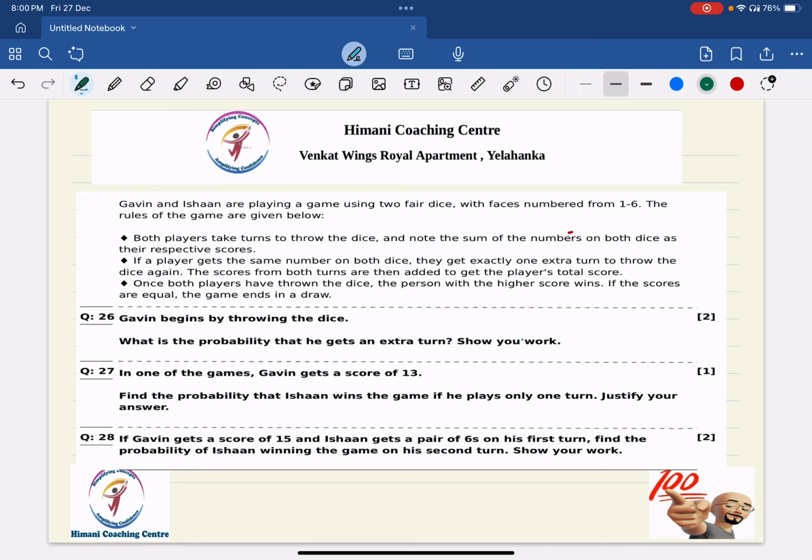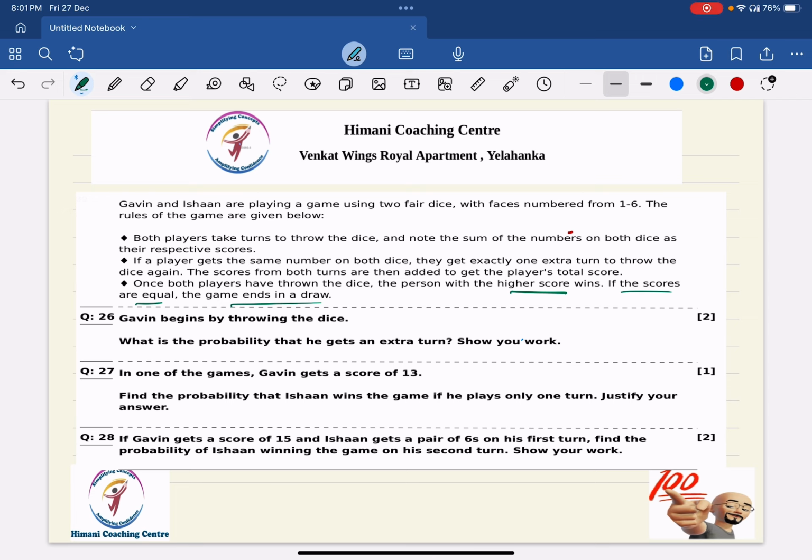Then the rules are: if a player gets the same number on both dice, they get exactly one extra turn to throw the dice again. The scores from both the turns are then added to get the player's total score. Let us say someone got 2 and 2. Then what will happen? He will get another chance. And let us say in the other chance he got 3 and 2. So what will be his score? 2 plus 2, 4, plus 5, so his score would be 9. So this is how the rules of the game are made. Once both the players have thrown the dice, the person with the higher score wins. If the scores are equal, then the game ends in a draw.